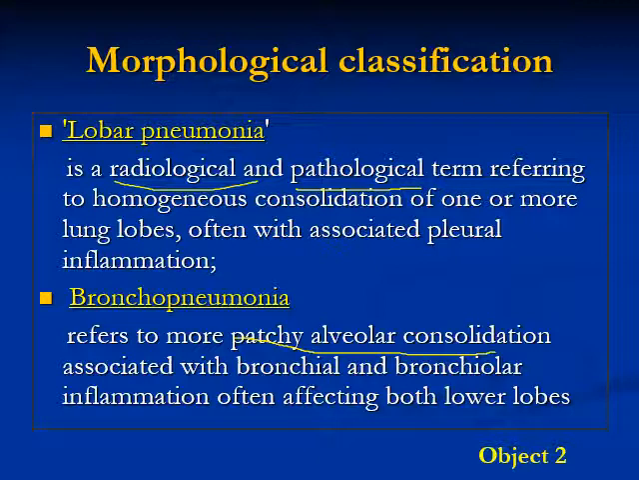Bronchopneumonia does not affect a whole lobe. There is patchy alveolar consolidation associated with bronchial inflammation, often affecting both lungs or one lung, mainly the lower lobes. And this occurs in patients with Haemophilus influenzae, or is caused by viral infection, or sometimes by atypical pneumonia, like Mycoplasma and others.